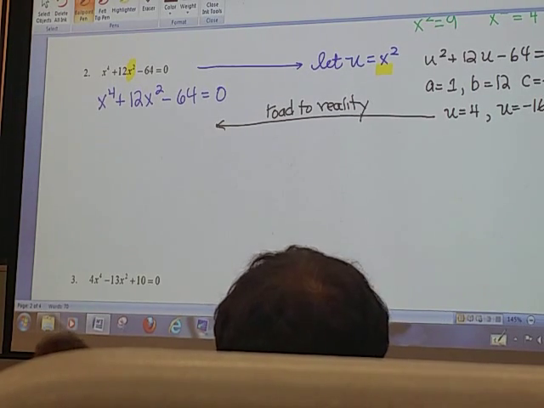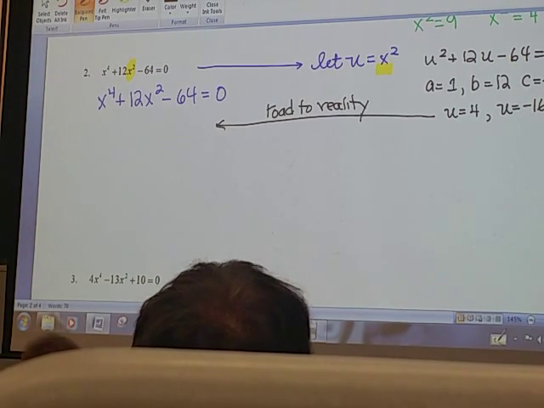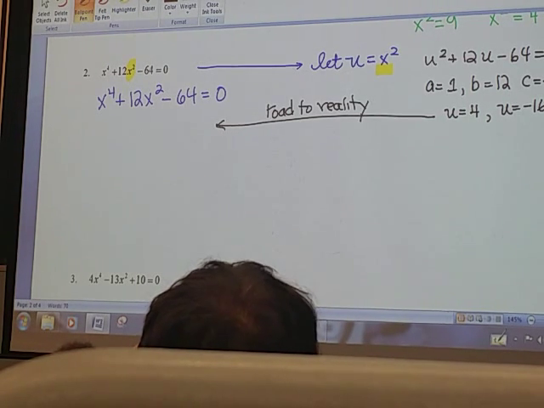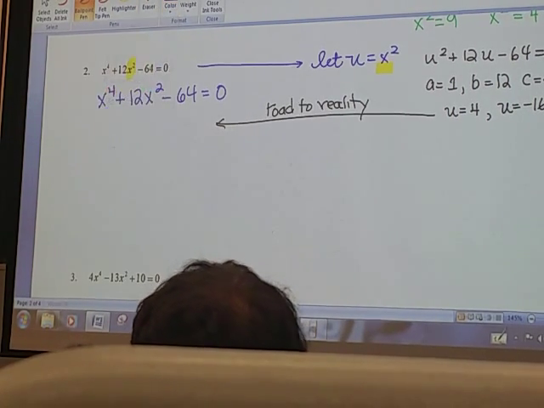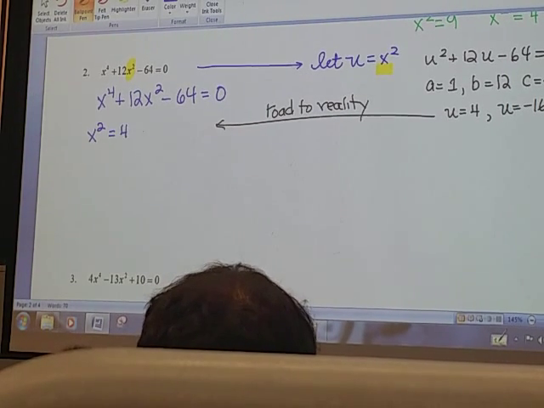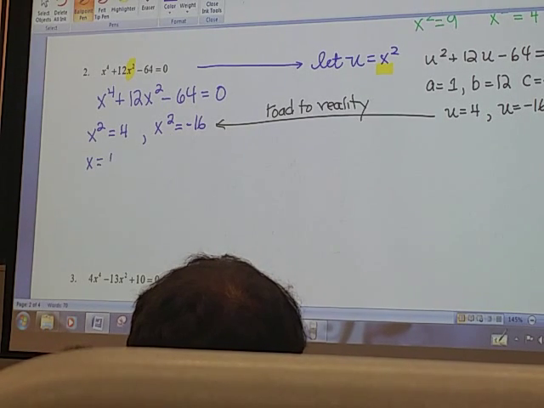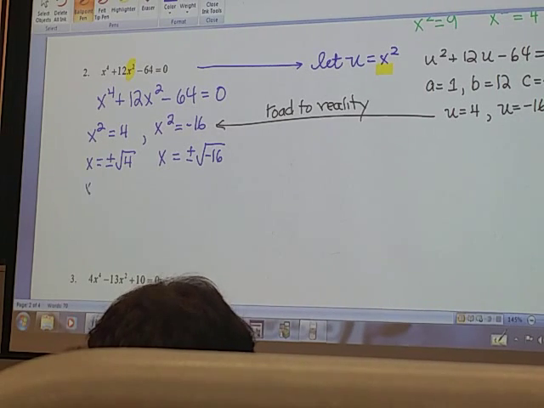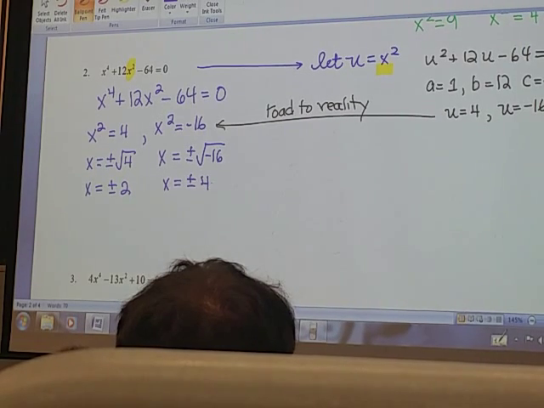And back we go. I take the 4 and the negative 16, and I go back to what I'm really supposed to be working with. They're not used. That was my fake equation to make it easier for me to stare at. I'm really supposed to have that same thing, x squared. So what I'm really supposed to be looking at is x squared equals 4, and x squared equals negative 16. So x is plus or minus the square root of 4. X is plus or minus the square root of negative 16. That's x is plus or minus 2. And x is plus or minus 4i.